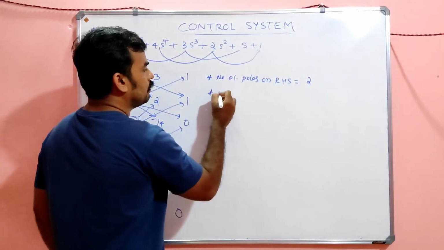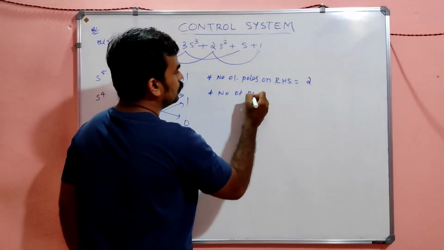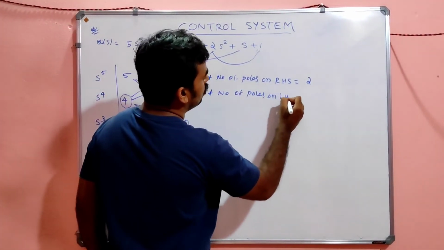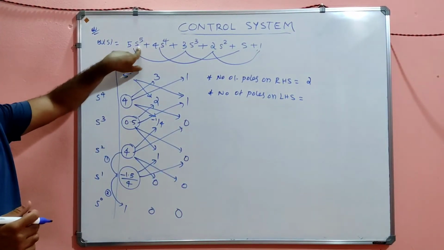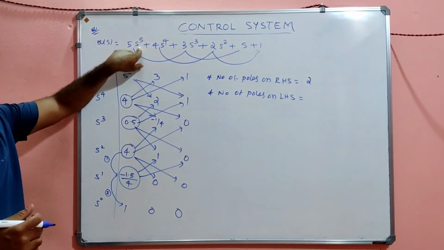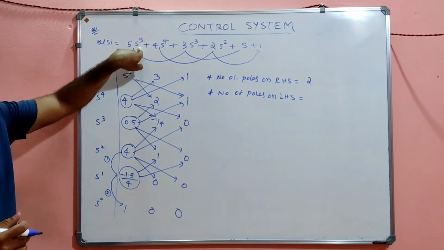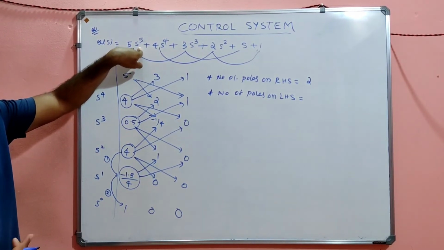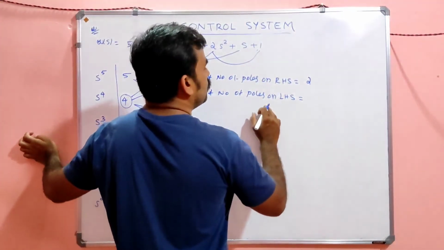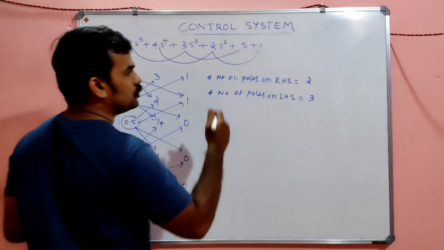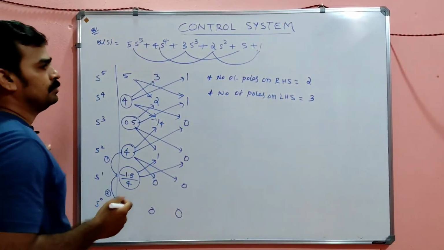So how can you write the number of poles on LHS? What will be the number of poles on LHS, my dear? In total there are 5 roots or 5 poles of this characteristic equation, because s raised to 5 means a 5th order characteristic equation, correct? The number of poles on LHS will be equal to 3, because 2 plus 3 equals 5, simple.